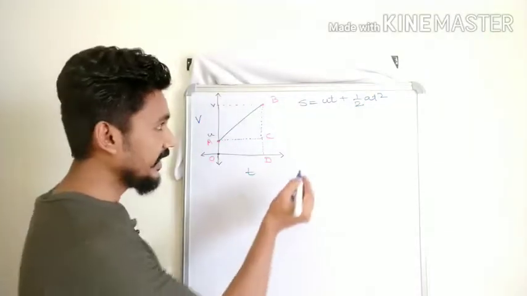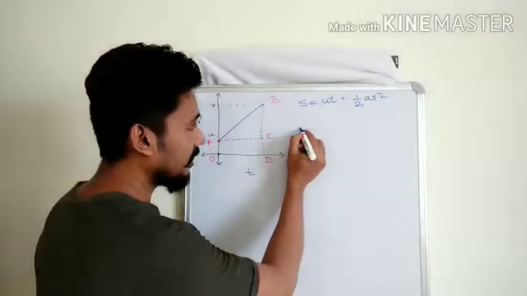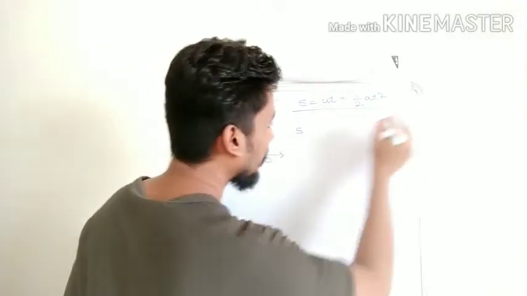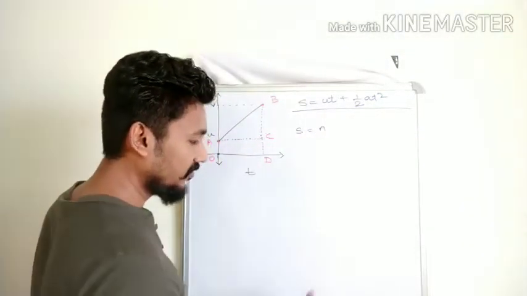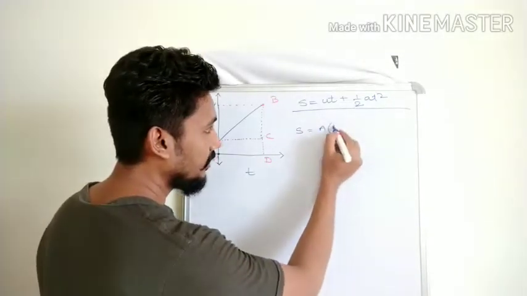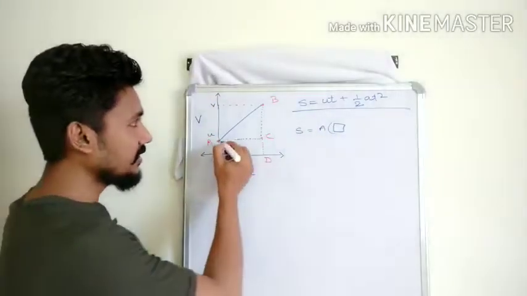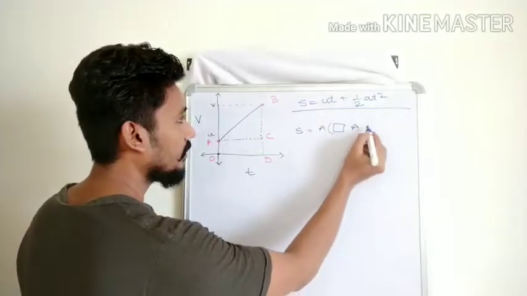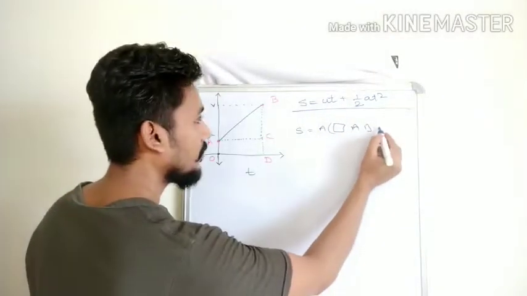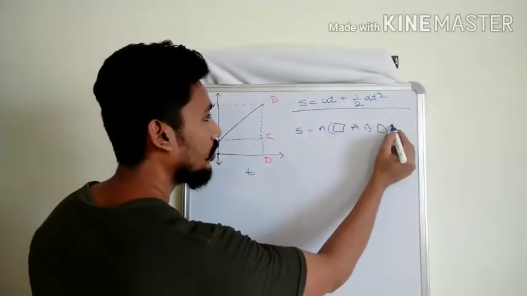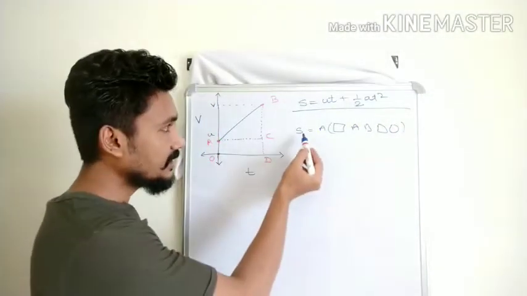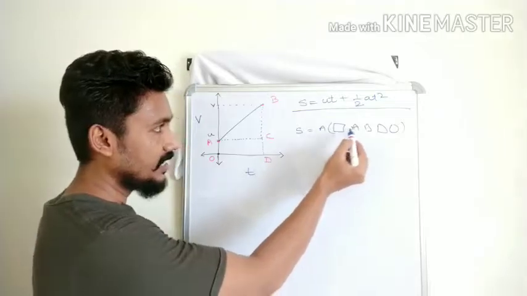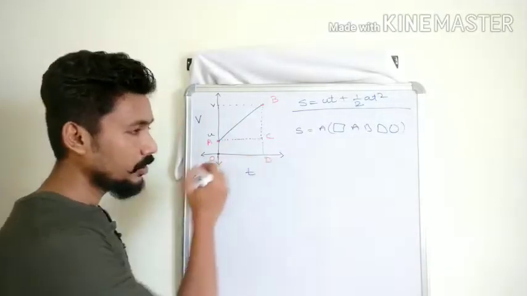So we will say that the distance from A to B, let us call that S, will be given by the area of the quadrilateral. Which quadrilateral is it? A, B, D, O. So the distance S will be given by the area of quadrilateral ABDO.